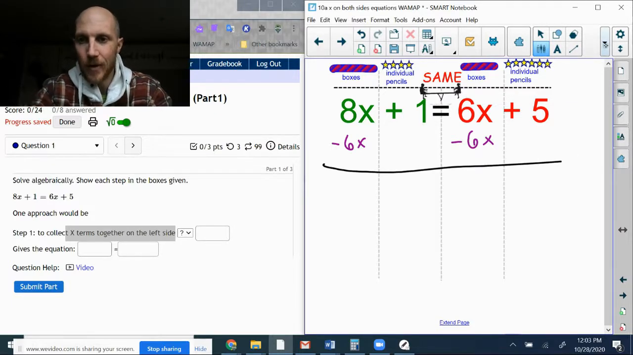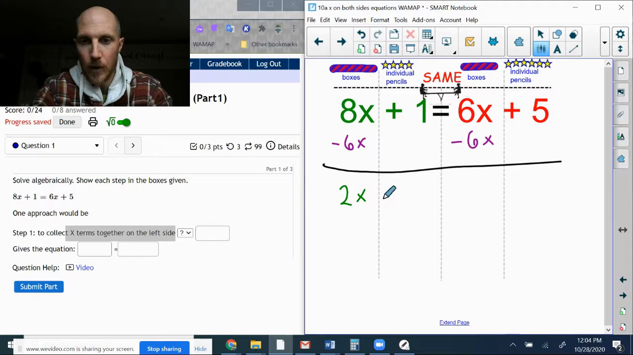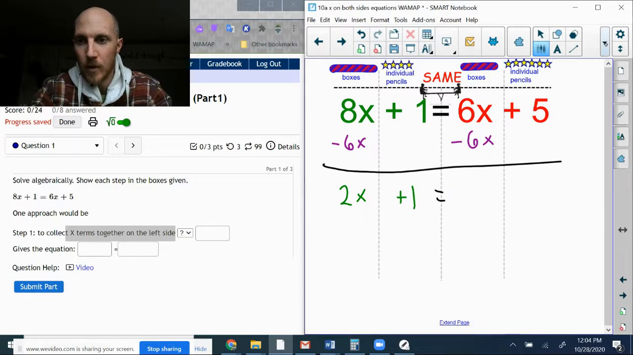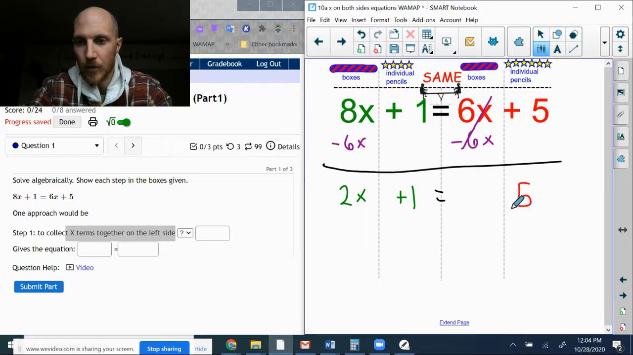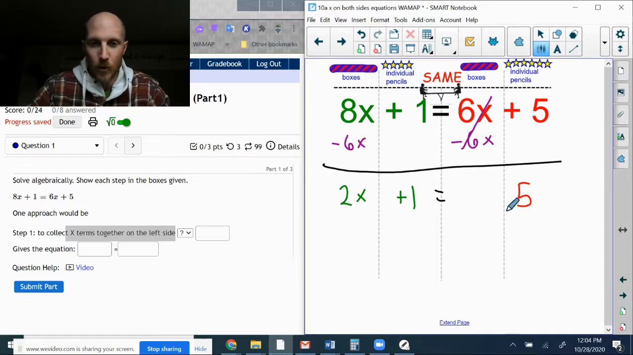All right, so my next step will be working down each column. 8x minus 6x is 2x. This plus 1, that didn't change. Equal sign still stays right here in the middle. I had 6x, I took away 6x, there are no x's left. This column is going to be blank. And in the last column, I still have that positive 5. Since it's the only thing there, I don't need to put the plus. If I just leave it as a 5, it's still going to mean positive. If you want to put a plus, you're certainly welcome to.